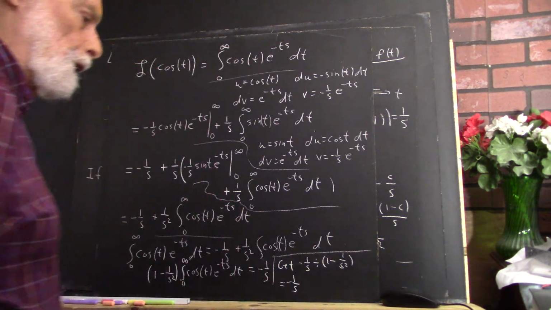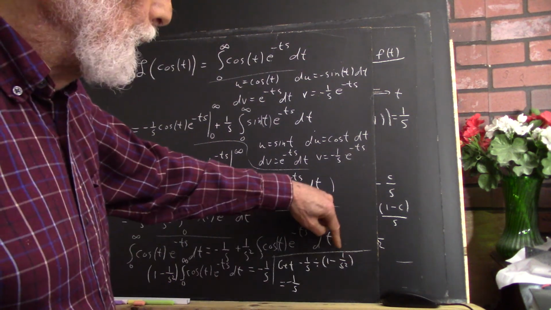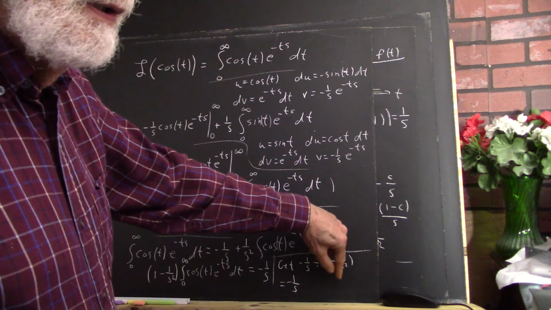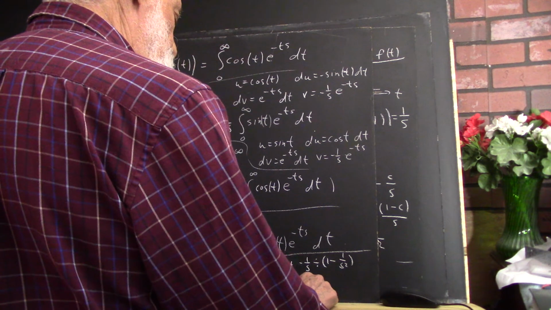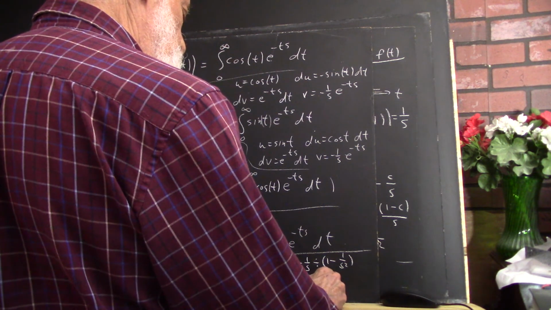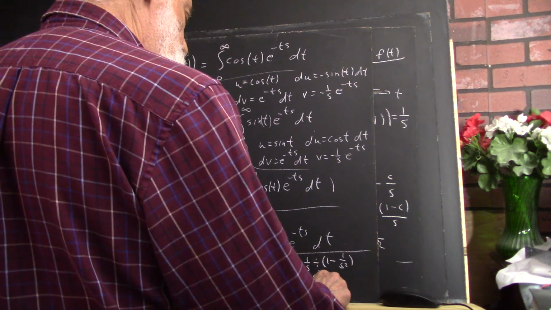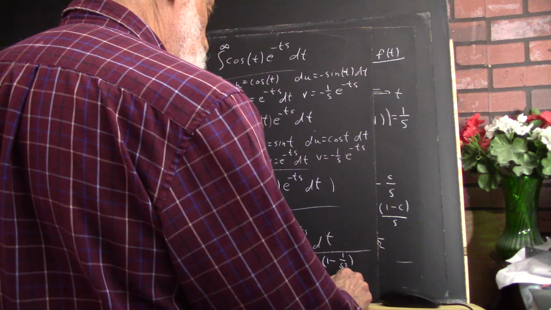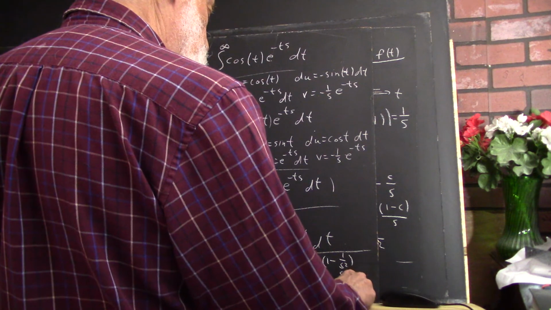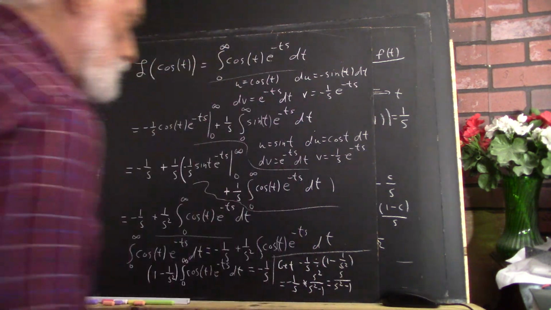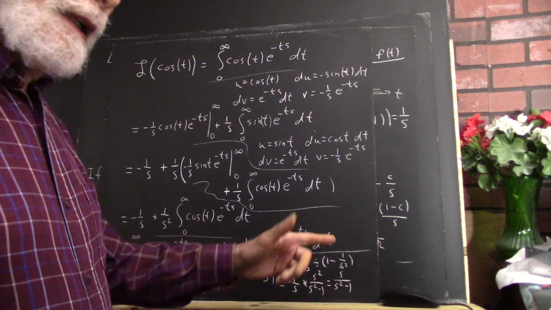I don't have time to work out the algebra, but 1 minus 1 over s squared is s squared minus 1 over s squared using the common denominator. And what we end up with is s over s squared minus 1. Okay. And I kind of think that's right.